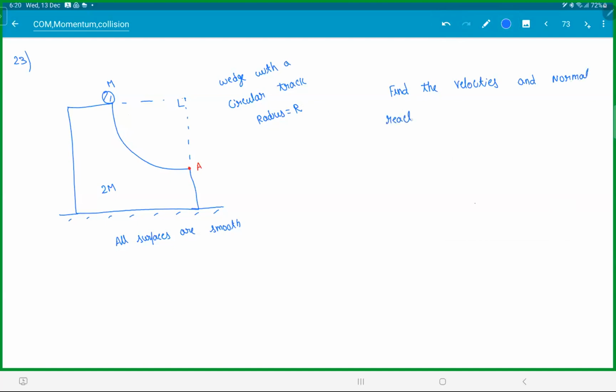This would be a good question, right? Same question we'll see in rotation. That will be even better than this. That would be a proper advanced problem. Normal reaction at point A. Let's get this.